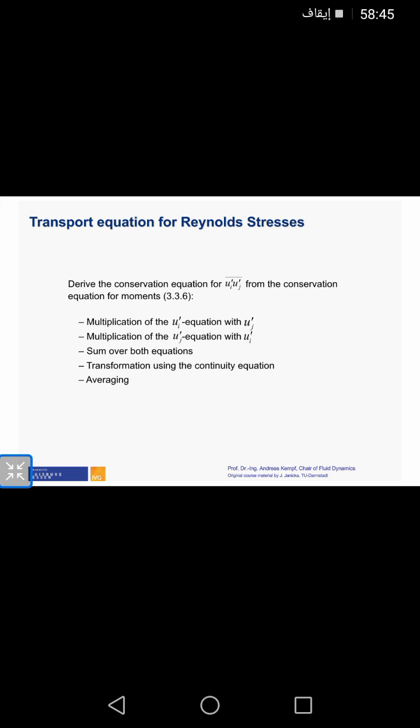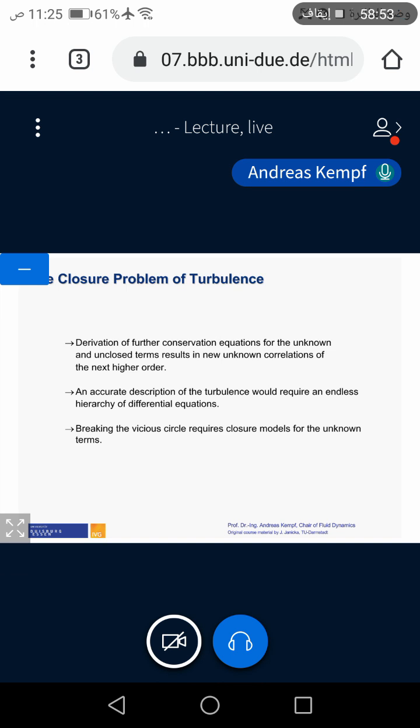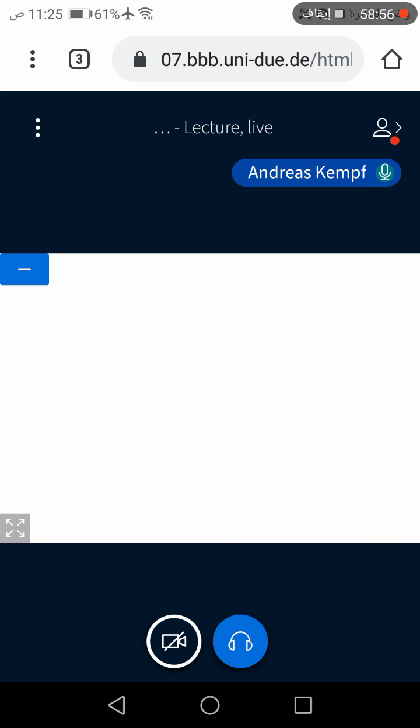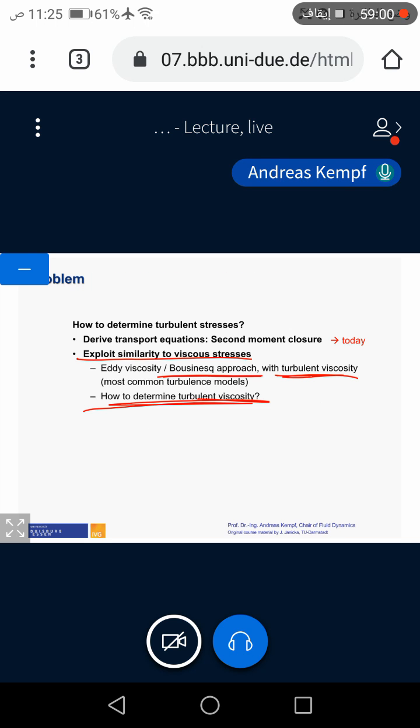So what I want to do today is to derive the transport equation for the Reynolds stresses. I will give you a brief outline of this. You see, it will take a little bit of time. It is not worth squeezing in now. We will do it in the next lecture. We stop at this point.